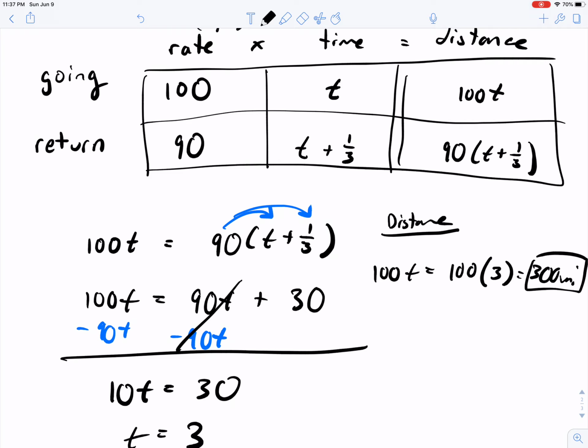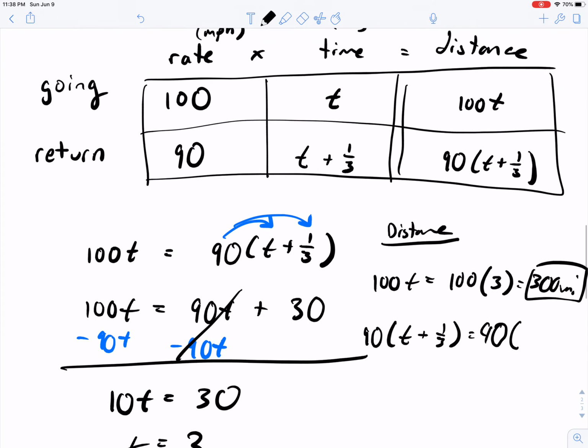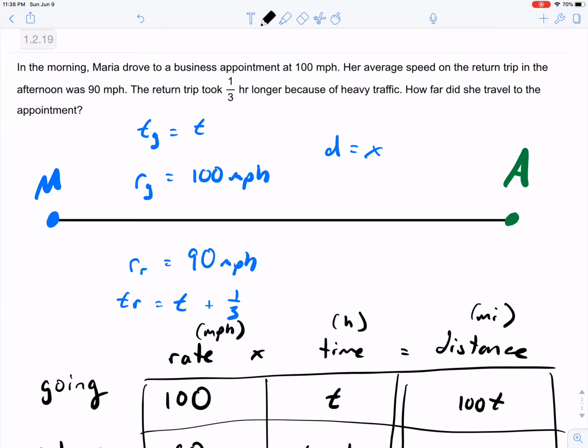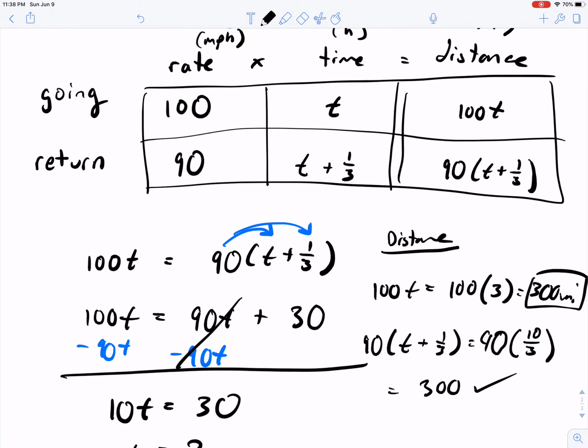And we can check that in the second part as well. It should be the case that 90 times t plus 1/3 gives the same number. That's going to be 90 times 3 plus 1/3, which is 10 over 3. 90 divided by 3 is 30, and 30 times 10 is 300. So in either case, we got 300. The question asks, how far did she travel to the appointment? It looks like she traveled 300 miles.